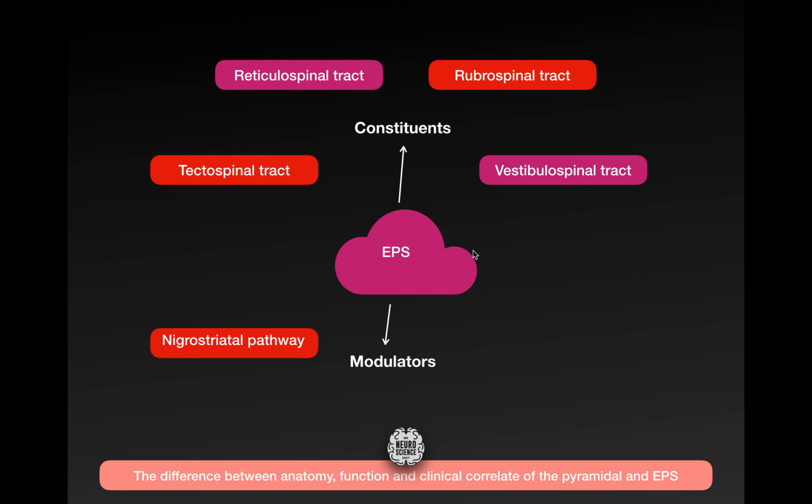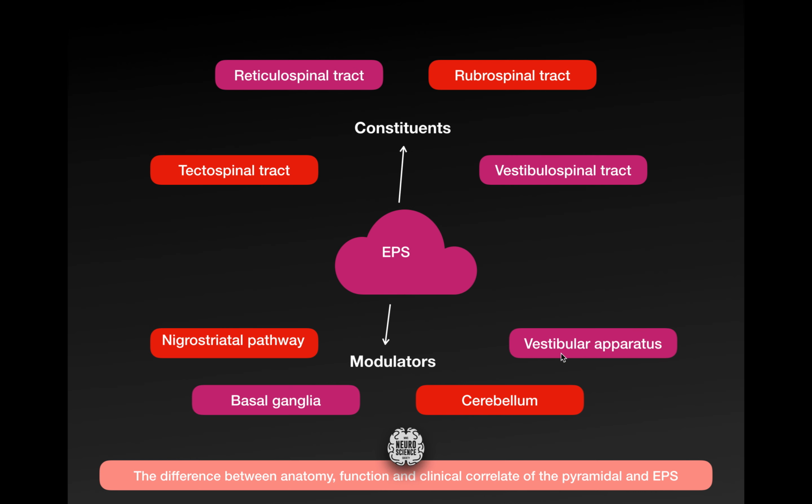But these 4 are all modulated by the nigrostriatal pathway, coming from the substantia nigra and projecting up to the putamen and other areas, the basal ganglia themselves, the cerebellum, and the vestibular apparatus. So these all modulate these, and this entire apparatus structure here is the extrapyramidal system.